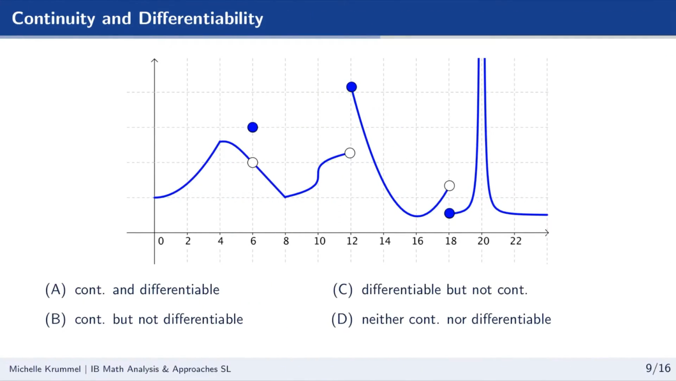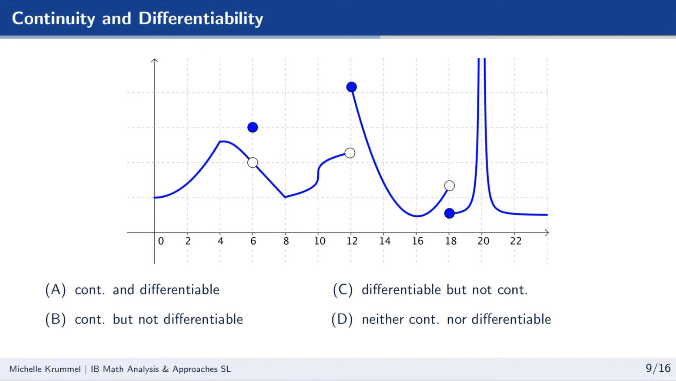So let's consider this example. There's lots of interesting points on this graph, and we're just going to look at all of the even positive integers that are listed here. So 2, 4, 6, 8, 10, 12, 14, 16, 18, 20, and 22.